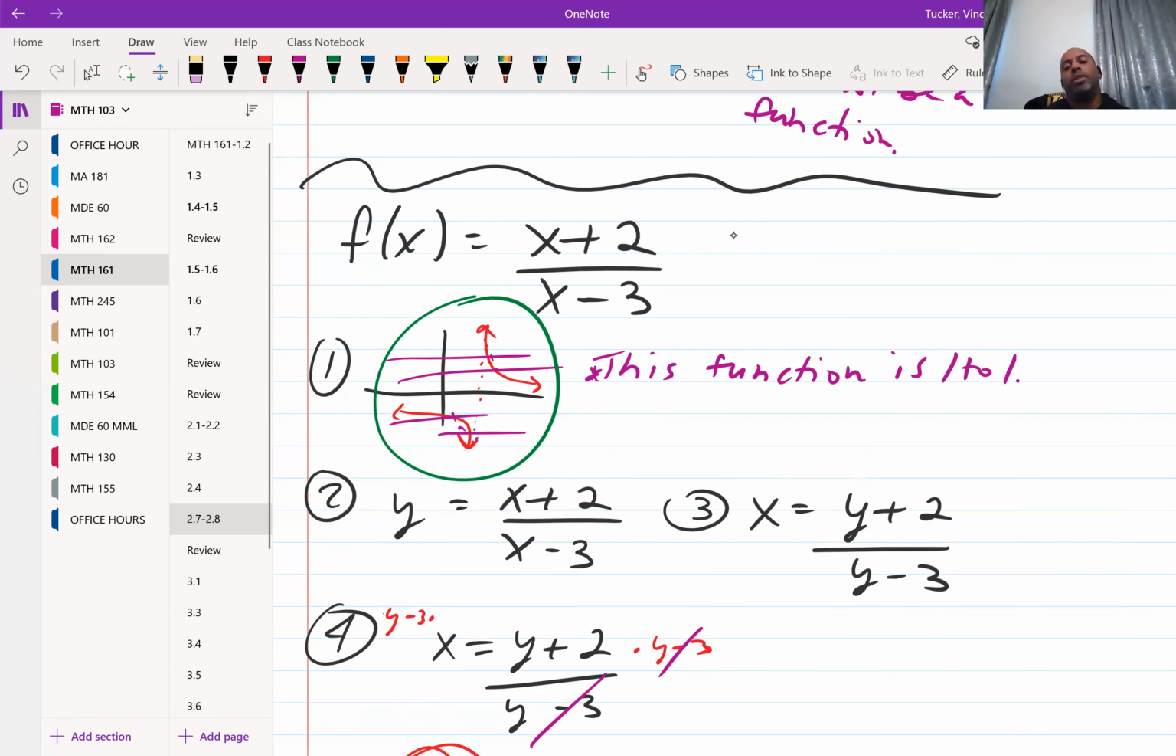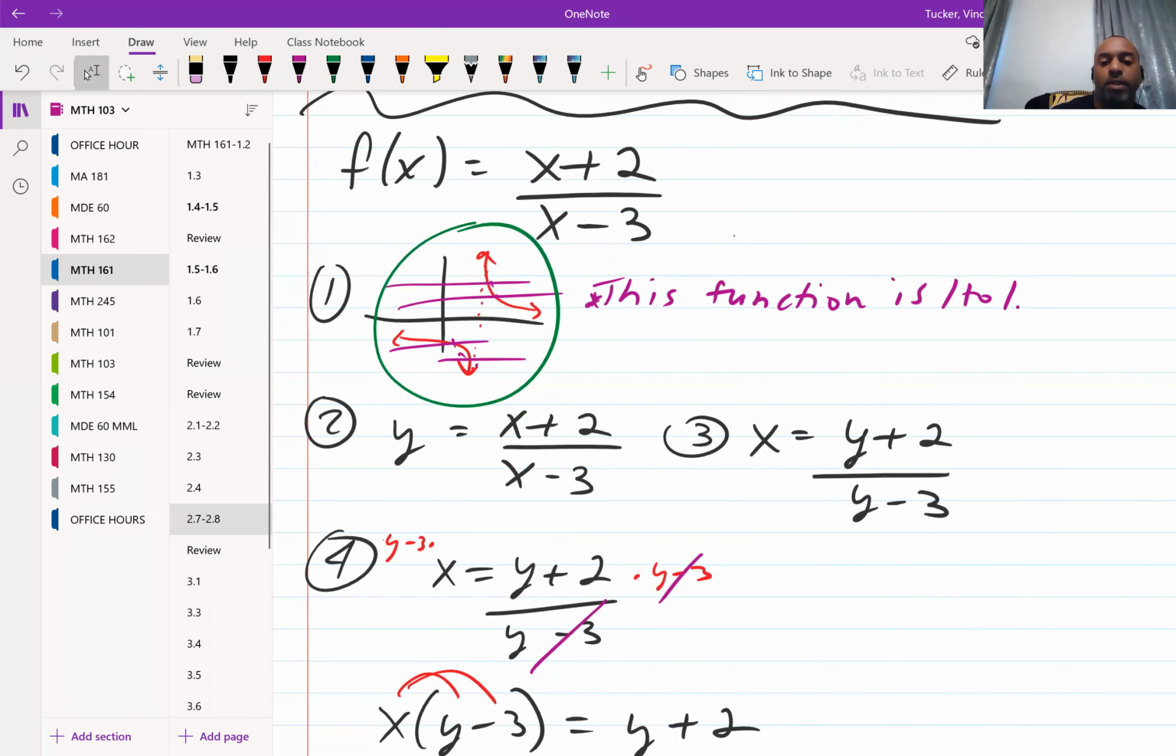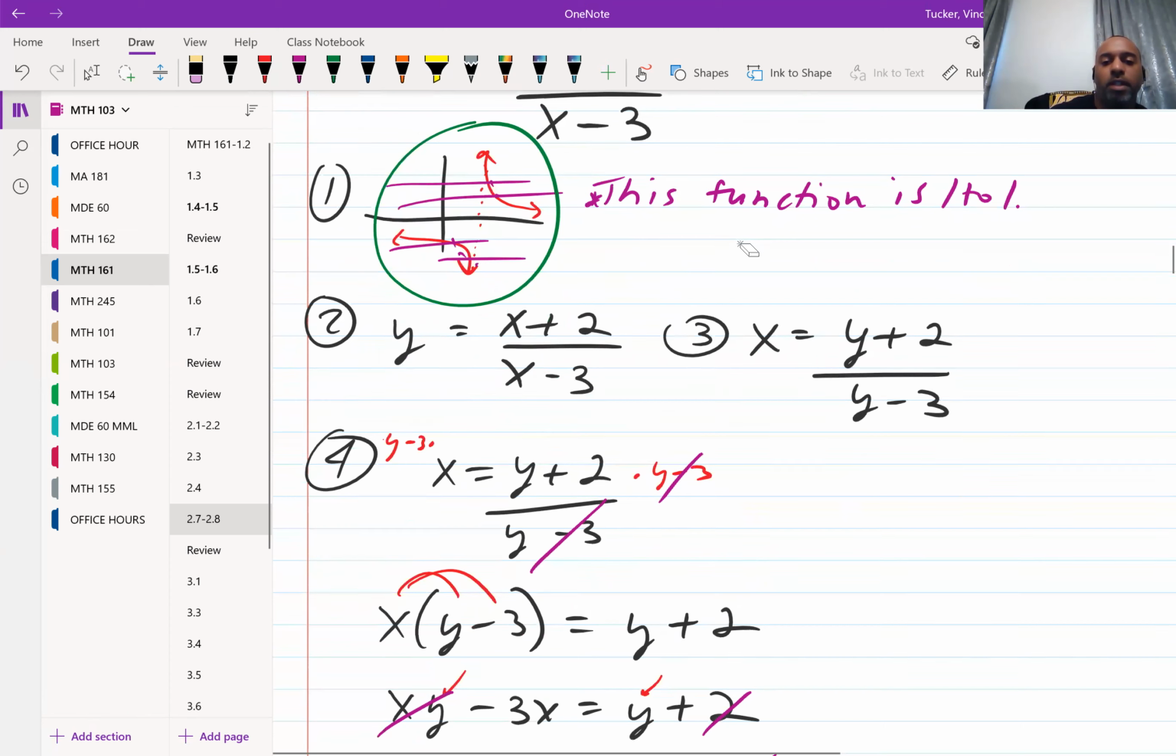All right, and then we solve for y. Now we need to get y minus 3 out of the denominator. So we will multiply both sides by y minus 3. So that's what I did right here. So that cancels out the y minus 3 in the denominator over here, leaving you with just y plus 2. Then on the left, we have x times y minus 3.